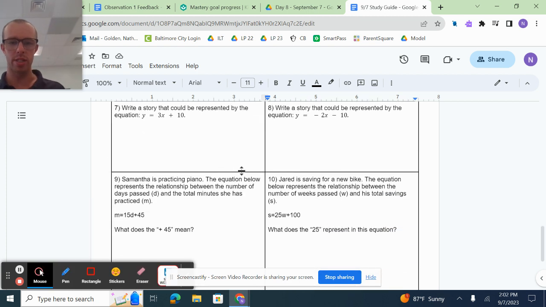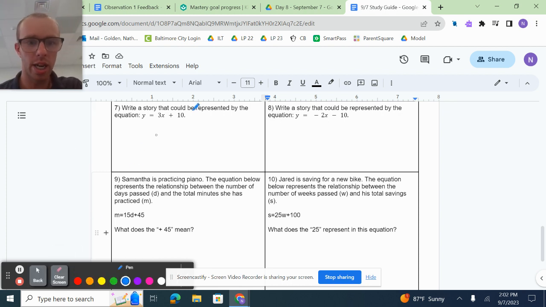All right, write a story that could represent this equation, y equals 3x plus 10. Again, you need to understand linear relationships. This is saying something begins at 10, the constant is 10, and it's changing by 3. Anything that begins at 10 and has a constant rate of change of 3 would fit this story. So I could say a dog is 10 pounds, he gains 3 pounds per day. A plant is 10 inches tall, it grows 3 inches per week. I'm not even going to write anything down for this, actually. Bill has $10, he gets $3 an hour. Something simple like that. Okay, so maybe try to come up with your own.